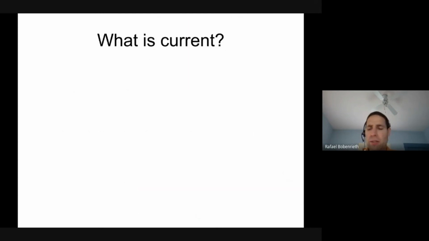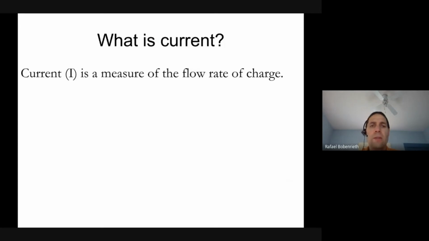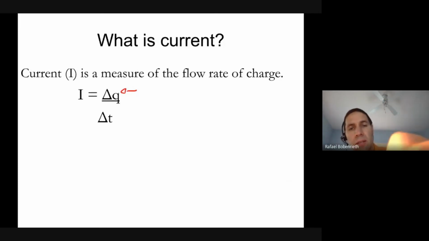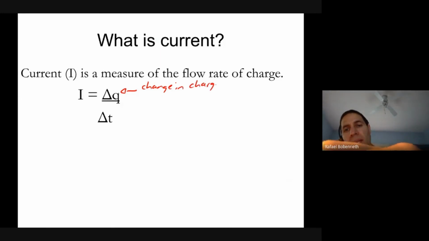What about current? Well, current is a measure of the flow rate of charge. This is important. Sometimes I see students really get tripped up with this, so let's make sure we understand this. And so current, capital I is the letter that's given, is equal to delta Q over delta T, where delta Q is the change in charge.